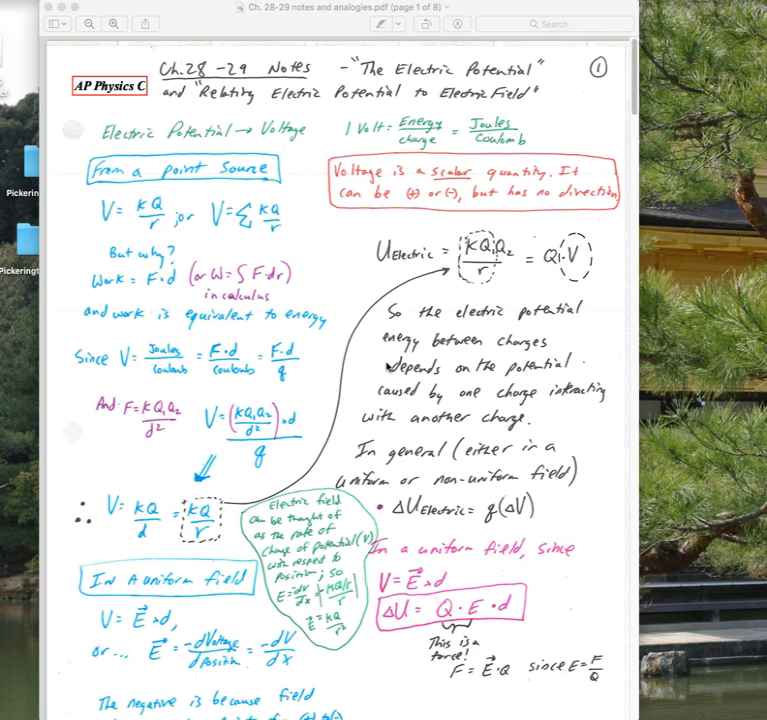So these are notes, again, on chapter 28 to 29. It's the last new topic of the year. Chapter 28 is the electric potential. Chapter 29 is relating electric potential to electric field. So it covers all of chapter 28 and the first four sections, pardon me, of chapter 29.